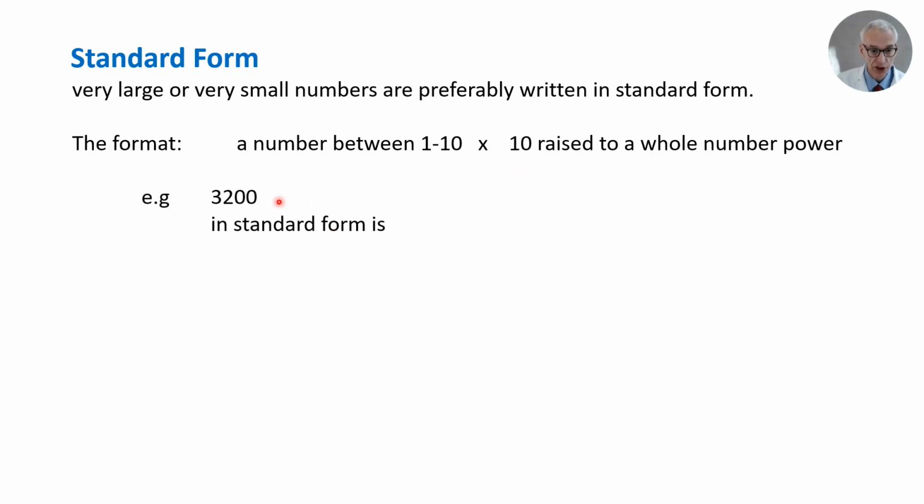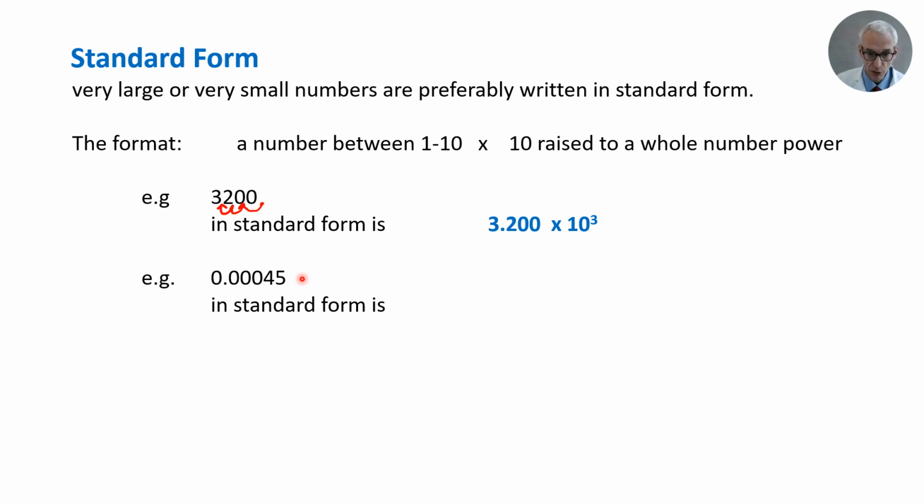So let's look at some examples. 3,200, in standard form, you will see it written as 3.2 times 10 to the 3. How is that achieved? Well, we've got our decimal place here, and we're moving it once, twice, 3 times to the left. So 3.2 times 10 to the 3. 3.2 times 1,000.